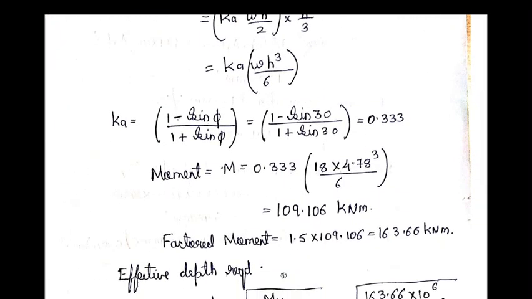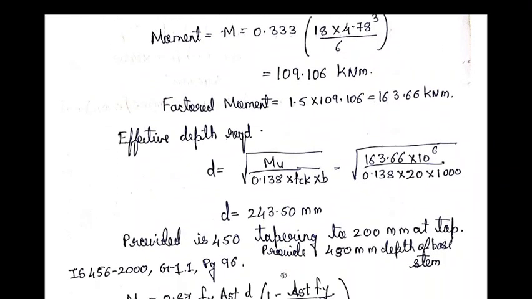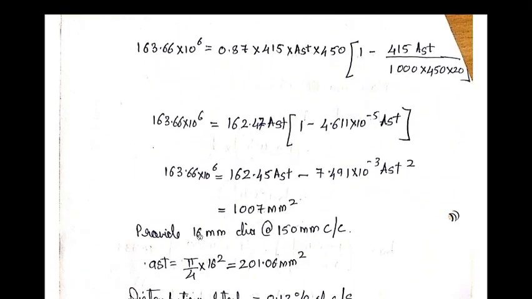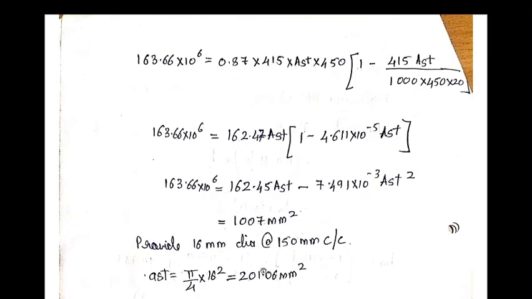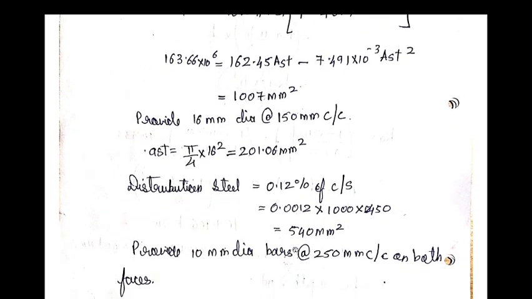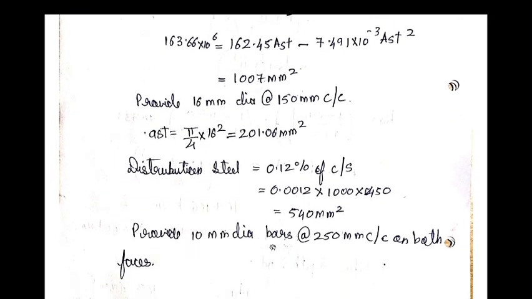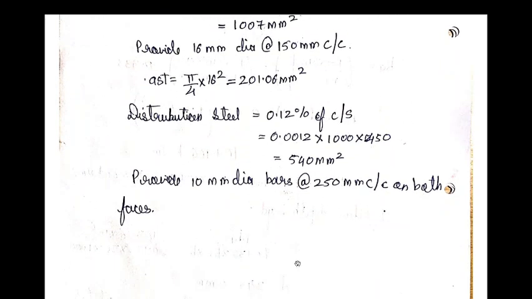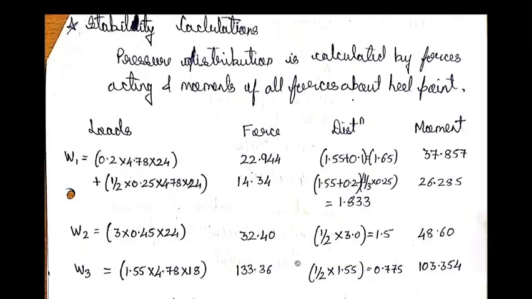Then in the previous class we have also computed the stability calculation, and this is the reinforcement we worked out for the stem. So this is how the stem reinforcement was, and we provided 10 mm diameter bars at 250 mm center on both the faces. Then we also computed the stability calculation. Now why we are doing this stability calculation is because we are computing the pressure distribution on the base slab.